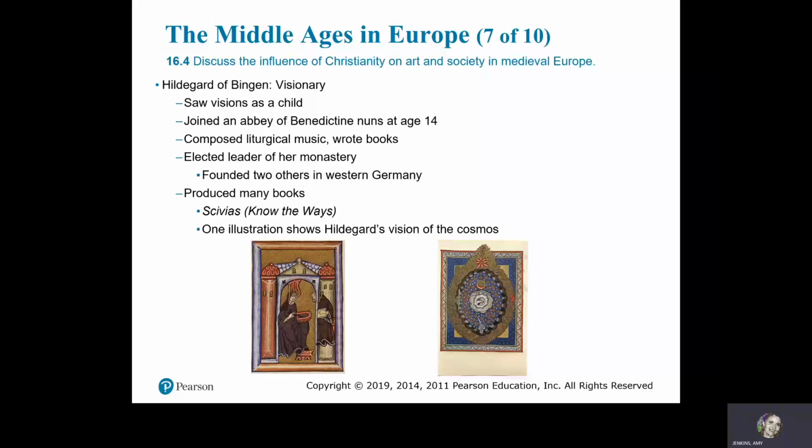Hildegard of Bingen was a visionary who saw visions as a child, joined an abbey of Benedictine nuns at age 14, composed liturgical music, and wrote books. She was elected leader of her monastery. She founded two others in Western Germany and produced many books. Scivias, Know the Ways, of which we have an image on the left, and one illustration shows Hildegard's vision of the cosmos, which is shown on the right.